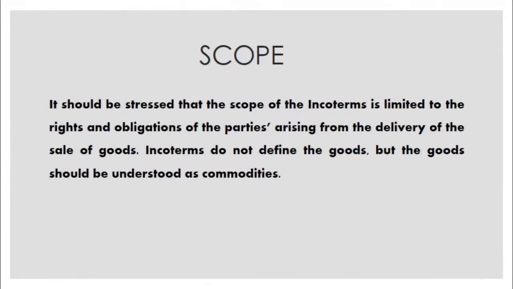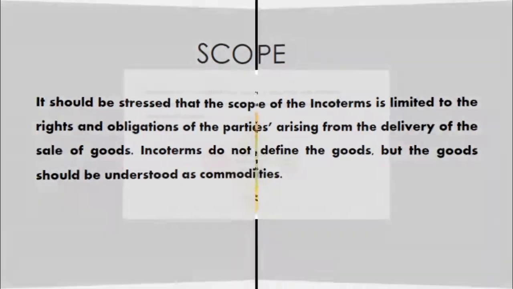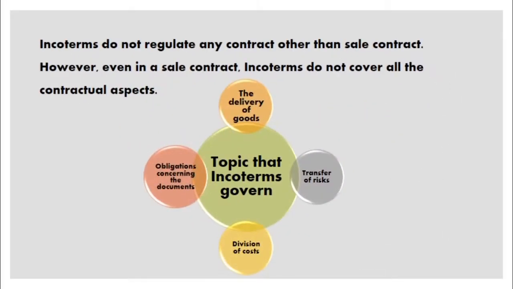It should be stressed that the scope of Incoterms is limited to the rights and obligations of the parties arising from the delivery of the sale of goods. Incoterms do not define the goods, but the goods should be understood as commodities. Other than that, Incoterms do not regulate any contract other than a sale contract. However, even in a sale contract, Incoterms do not cover all the contractual specs.